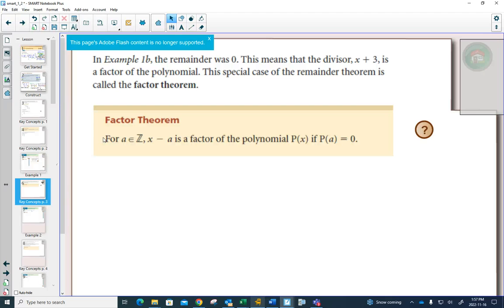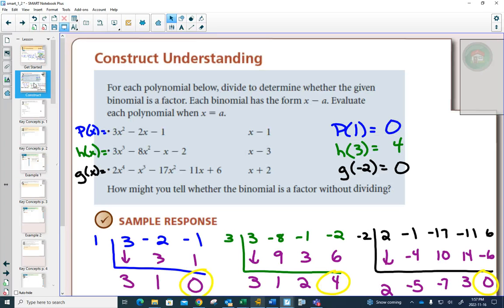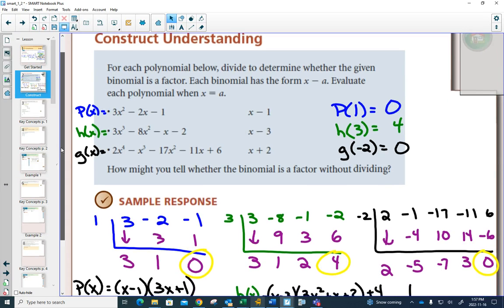So what we're getting to now is a method to see if something is a factor or not. If there's no remainder, then it's a factor, and then I could factor it. Like we found out in this first example, 3x squared minus 2x minus 1, that x minus 1 was a factor. And we found out that the other one would have to be 3x plus 1.